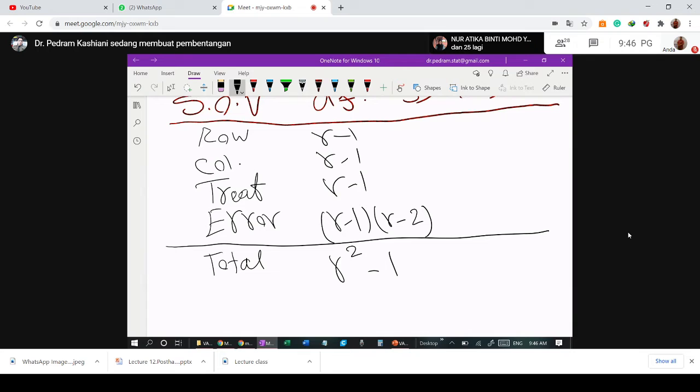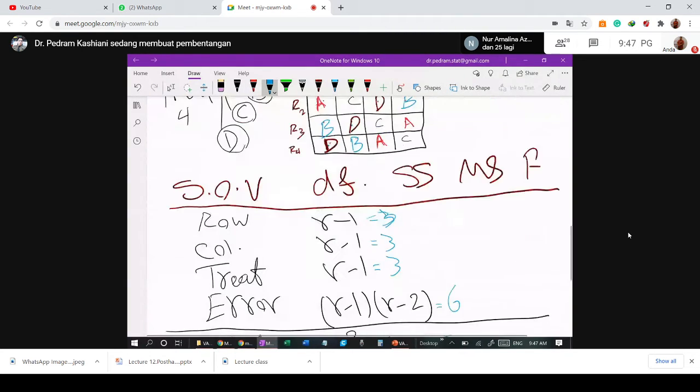So in this example that we have here, this 3 became 3, 3, and 3. 4 minus 1, correct? And this is also 3. R minus 1, R minus 2 is how much? R minus 1 is 3, R minus 2 is 2. 3 times 2 equals 6. And the total is R squared, meaning 4 times 4 is 16, minus 1 is 15.